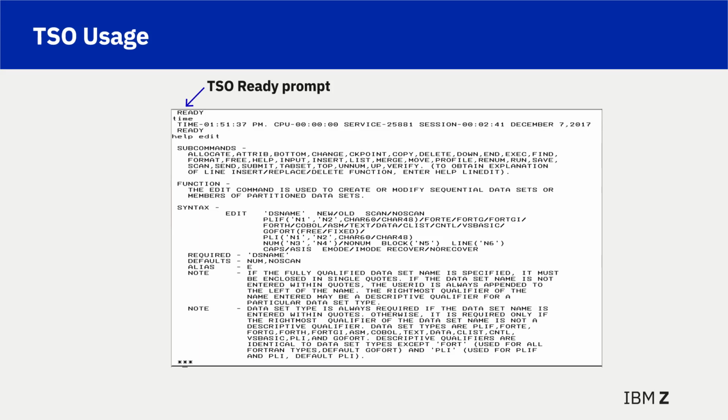The chart shows a TSO ready prompt. A TSO time command is entered and the output of the time command is returned, followed by the ready prompt. A second TSO command, help, was entered. Help was requested for edit.